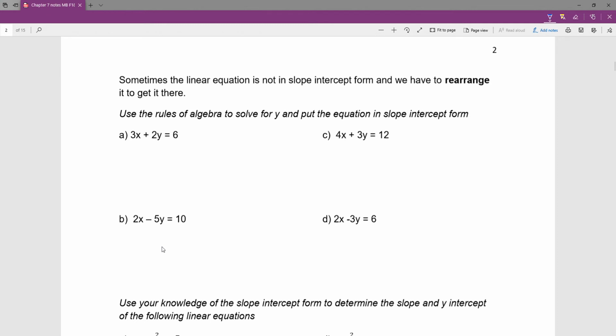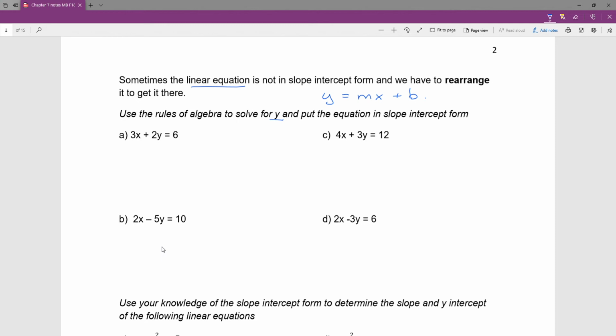Key thing about linear equations is sometimes they are given to us in standard form. So sometimes the linear equation is not in this slope-intercept form. We have to rearrange it to get it there. So we're going to use the rules of algebra to solve for y and put it in slope-intercept form. So we want y equaling mx plus b. Really, it's in descending order, and it's solved for y.